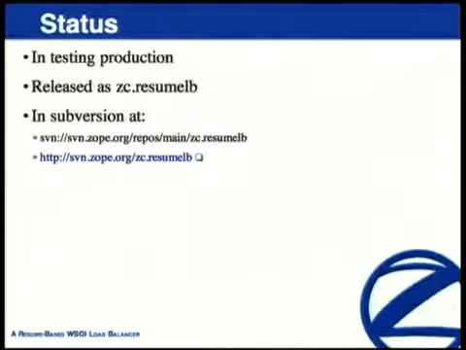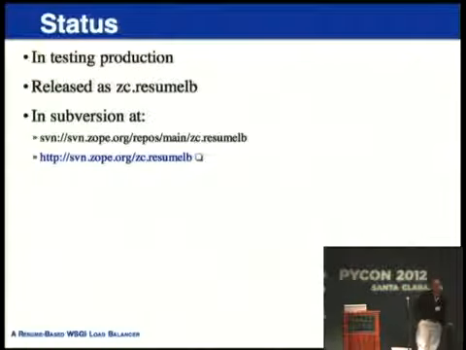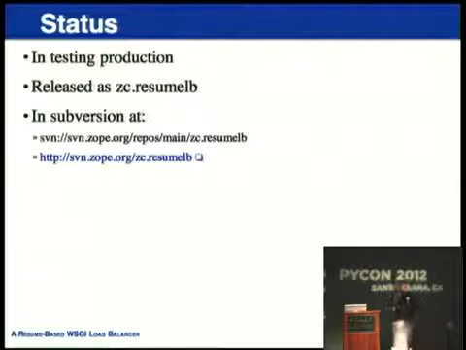So the current status is it's in what I'll call testing production. It's being used in production, but in a slightly harebrained way, where it doesn't have the same rigidity of our typical deployments, and in a way where we can tweak it and easily back it out. It's released as the zc.resumelb package on PyPI, and it's in Subversion at those URLs.